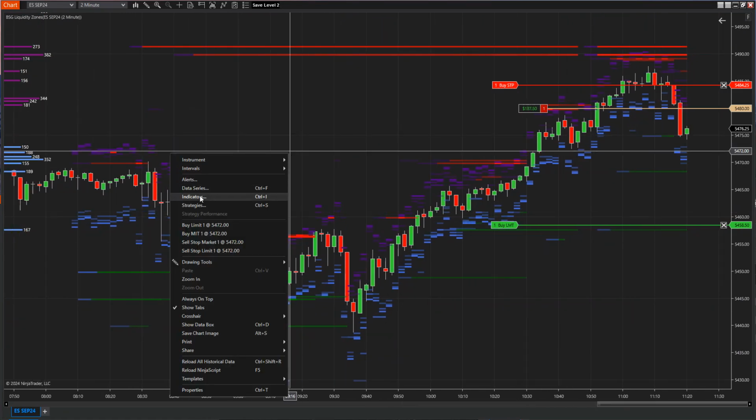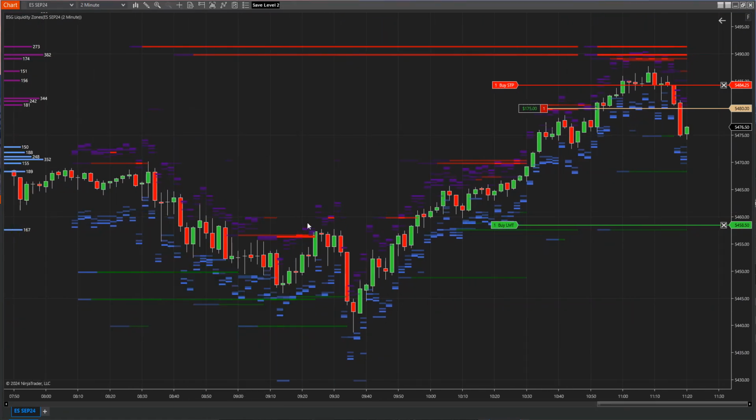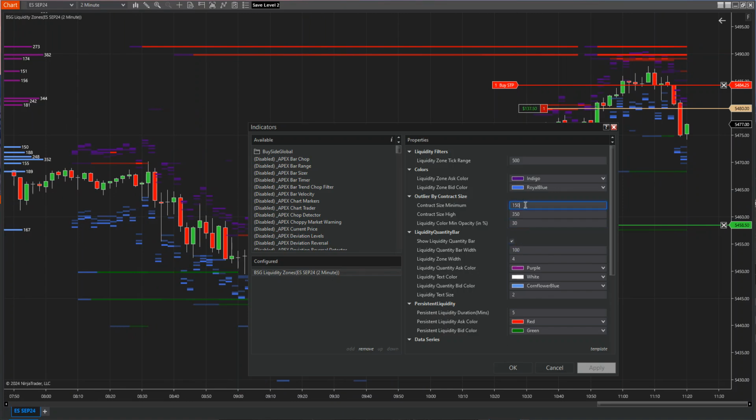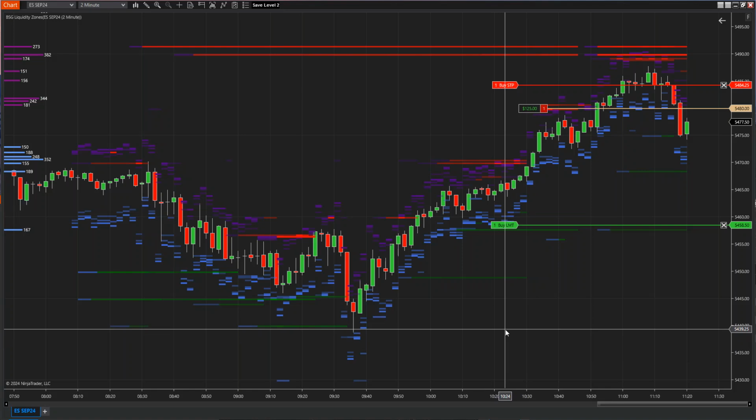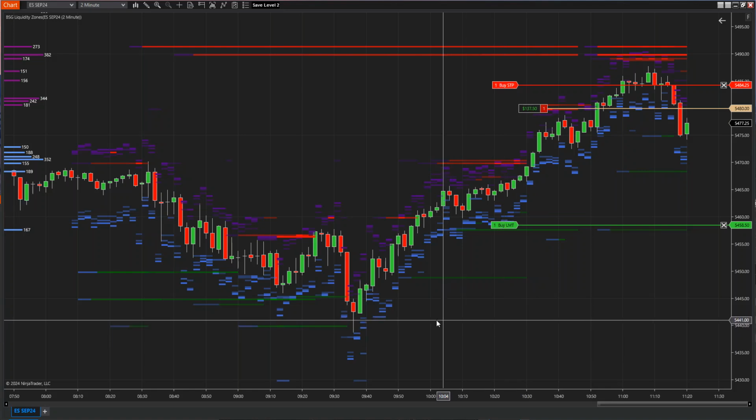If you have the BSG liquidity indicator, the setting I have for ES here is contract size minimum 150, high at 350. That's what I have, so that you can compare your screen, because sometimes I get an email saying my screen is different from yours, what is your setting? So I just want to share with you.